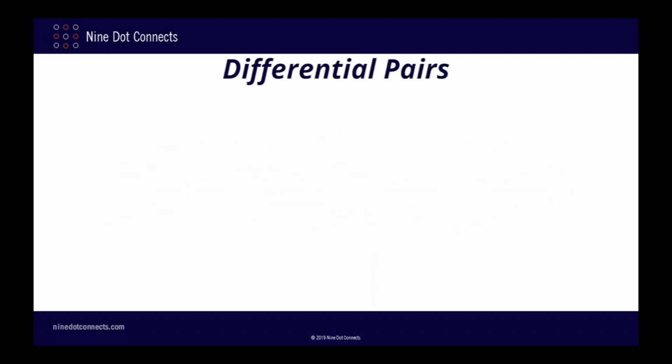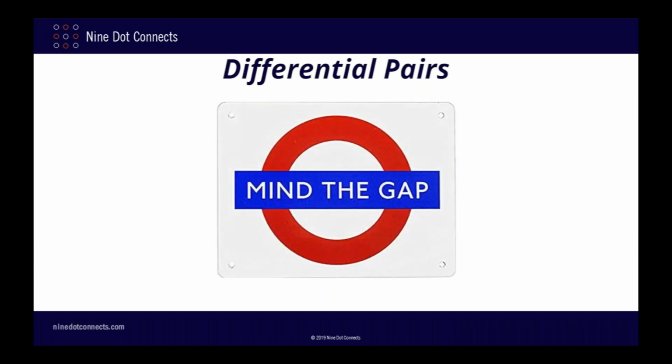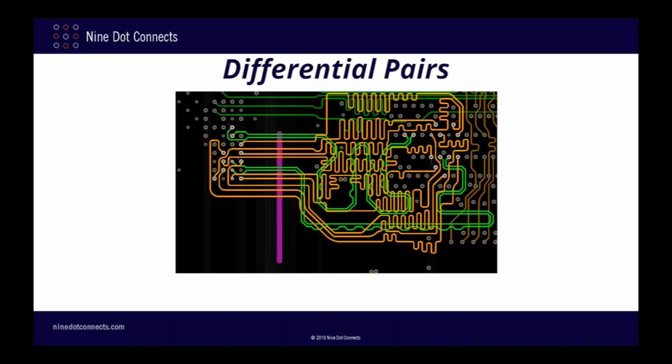I'd like to look at one more interesting thing about using differential pairs. As it turns out, they are remarkably resistant to having gaps in their return current path. Conventional wisdom states that you should never, ever, under any circumstances, have a gap in your return current path for high-speed signals. I've even said this myself in my previous webinars. But there turns out to be an exception to this rule, and that exception is the use of differential pairs.